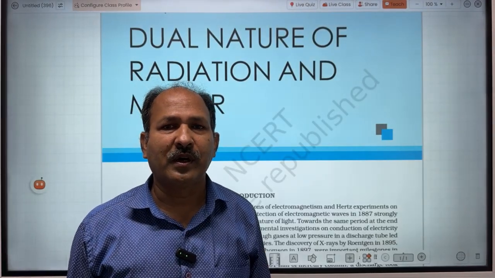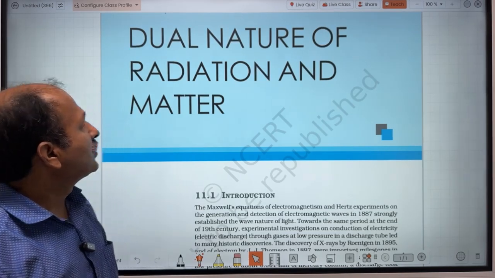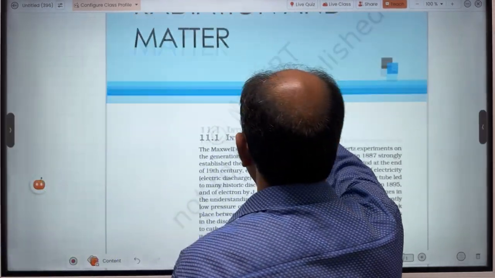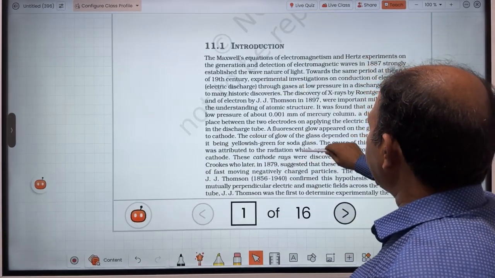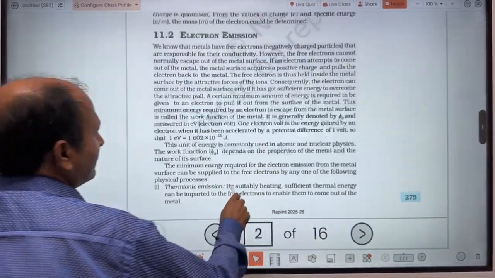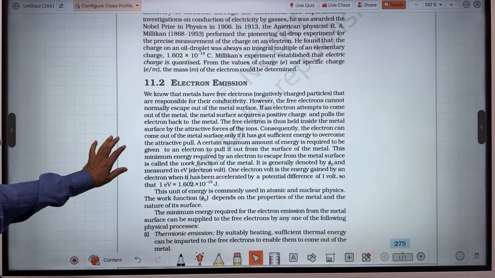Today we are going to start the next chapter of class 12 physics. The chapter is dual nature of radiation and matter. So let's see the basics. Here dual nature means wave nature and particle nature.